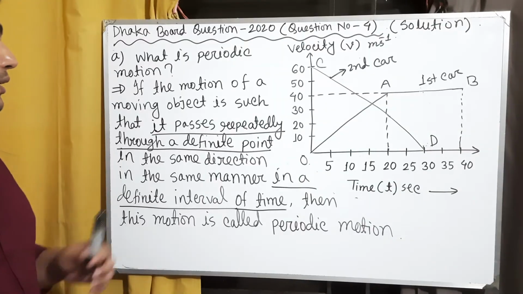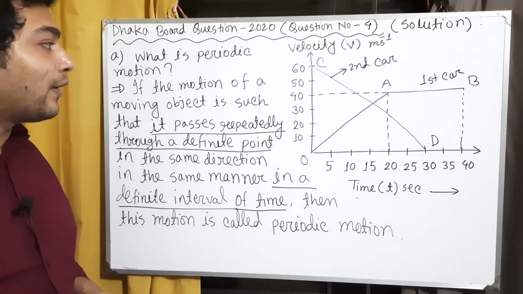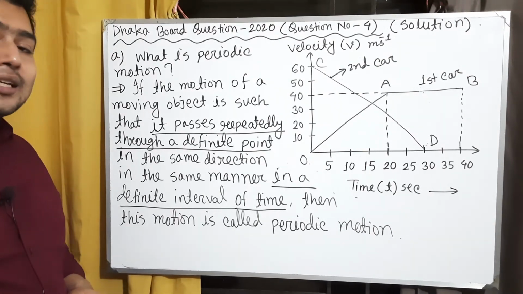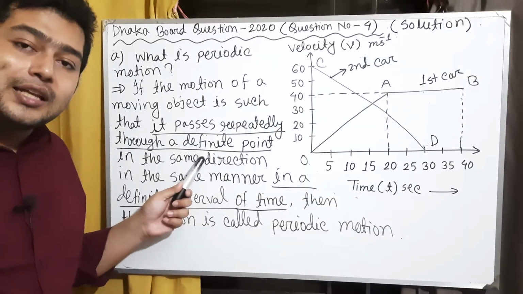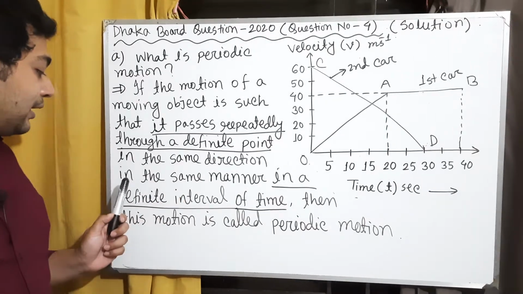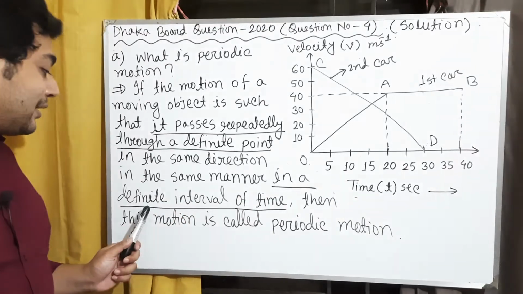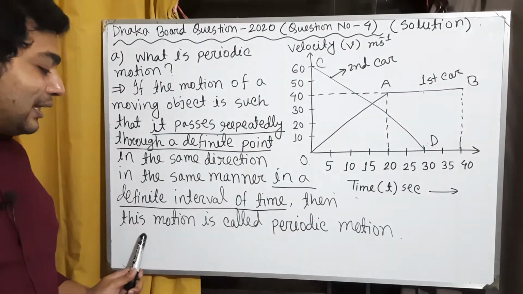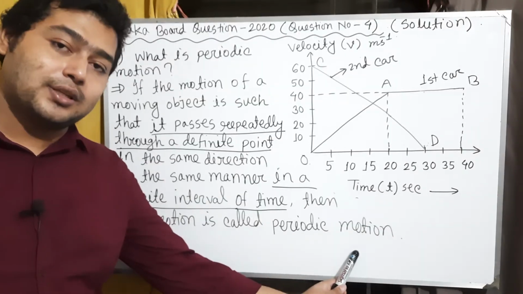I am repeating the definition again. If the motion of a moving object is such that it passes repeatedly through a definite point in the same direction, in the same manner, in a definite interval of time, then this motion is called periodic motion.